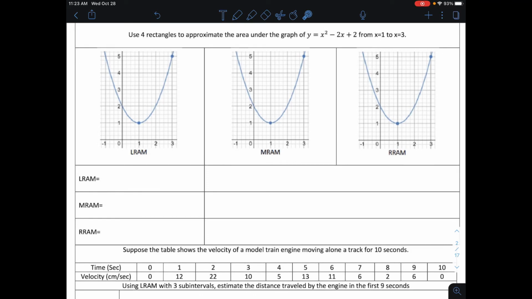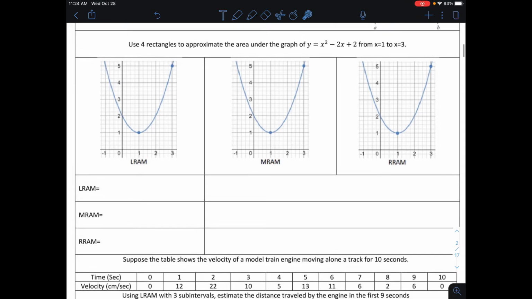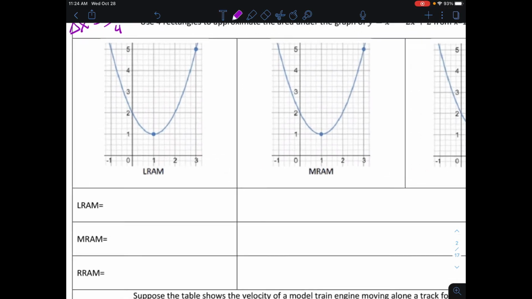So we have 4 rectangles that we want to use to approximate the area underneath the curve of this quadratic function in between 1 and 3. First thing that you want to do is find the width of your rectangle. So basically it's going to be my change in x. My change in x in this case would be 3 minus 1 over the number of rectangles that I want to use, and that's going to give me 0.5. So each rectangle I'm going to draw is going to have a width of a half.